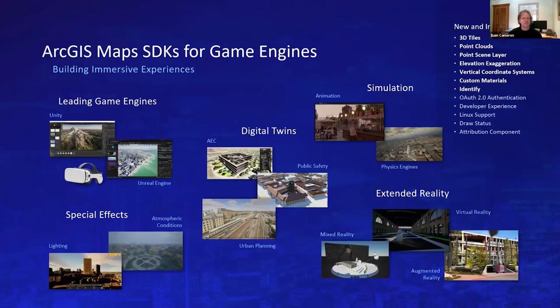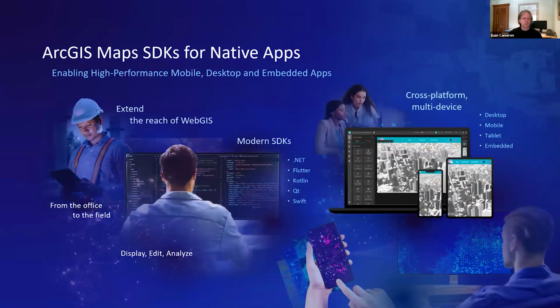With native SDKs, we continue to build great support across 5 different SDKs there for Swift, Kotlin, .NET, Qt, and Flutter. You can build mobile applications that run natively on the device. You can build desktop, but you can also build embedded applications for very specific use cases.